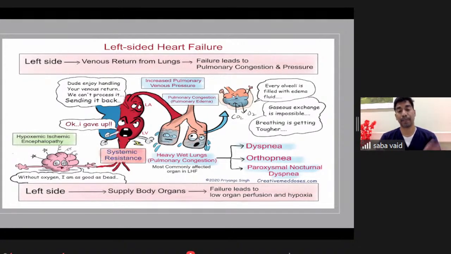Now, hypoxia of the peripheries, we have cold, clammy peripheries, your capillary refill time is increased more than 3 seconds. And there is lactate buildup. So your lactates will almost always be more than 2. A poor perfusion of kidneys leads to oliguria and rise in urea and creatinine. Poor perfusion of the liver can lead to ischemic hepatitis. You have elevated transaminitis. So this is the forward failure of the left heart.